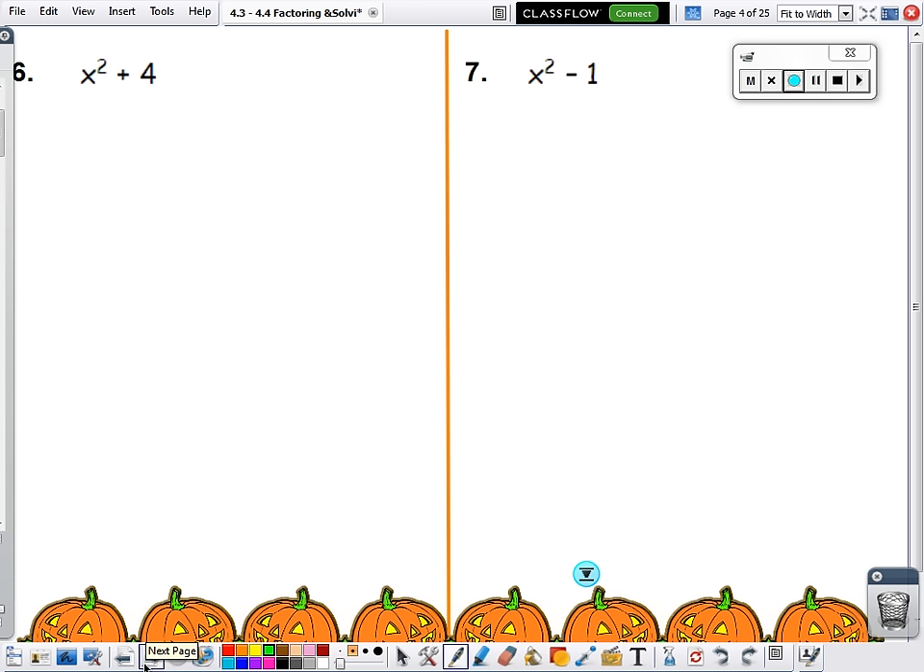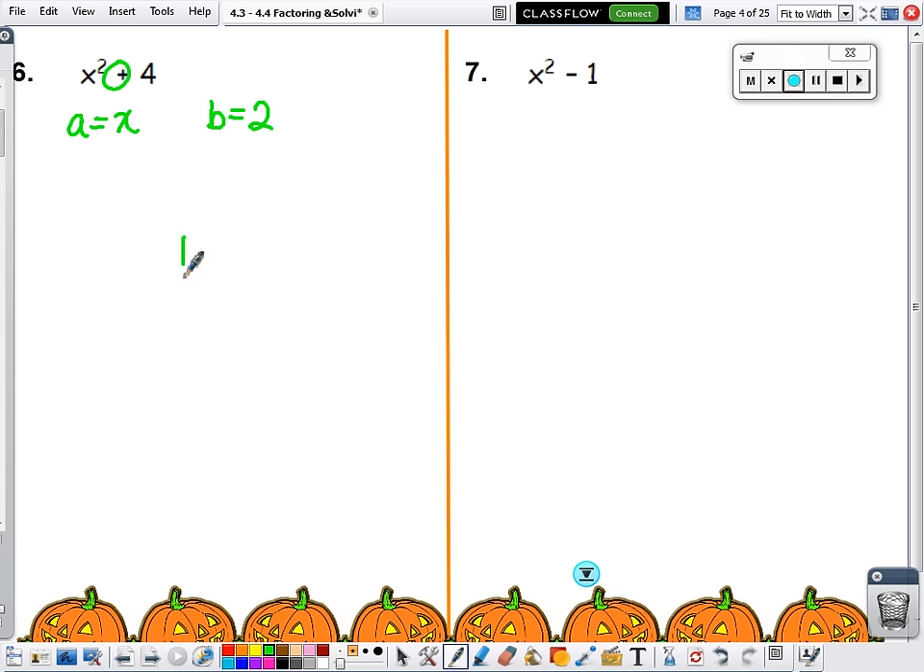Some more practice with this. If you look at number 6, you need to be careful here. It looks like these are both perfect squares. So a would be x, b would be 2. But we have a plus sign here. So it is not a difference of two squares.